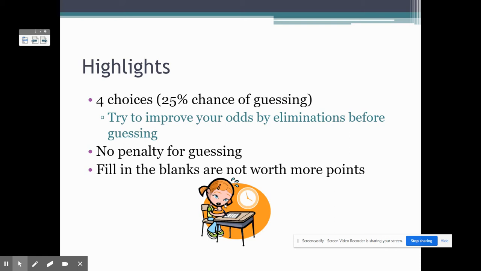What else? Your parents might tell you when you take this, don't guess because there's a penalty. Don't call them stupid. That actually used to be an SAT rule and it has changed. If somebody tells you that you get penalized for guessing or missing, that is not true anymore. So there's no penalty for guessing.